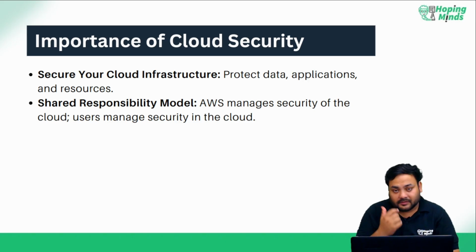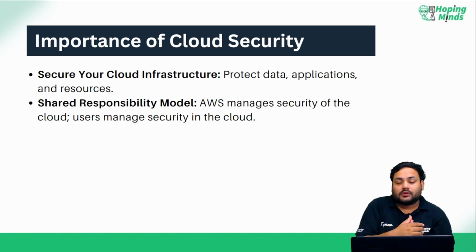In this particular session we are going to learn about the importance of cloud security. First, we have to secure our cloud infrastructure, meaning how you are going to protect your data, your applications, and your resources. The next thing is the shared responsibility model: AWS manages security of the cloud, users manage security in the cloud. The security of the overall cloud is managed by AWS itself as a company, but for the services which we are using in the cloud, we are going to manage the security of those services. This is the difference.